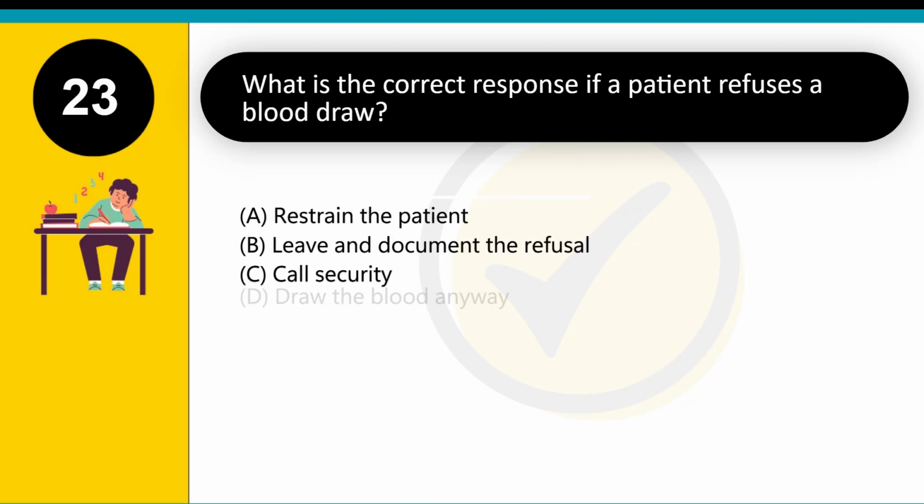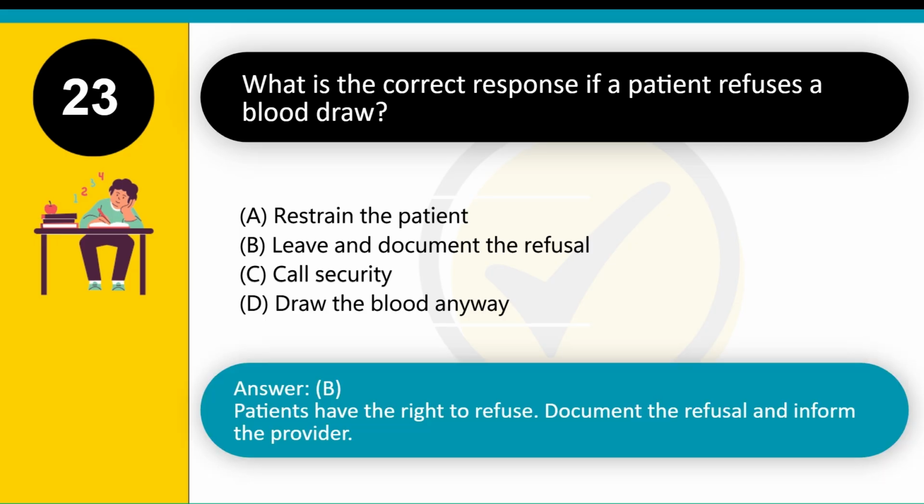What is the correct response if a patient refuses a blood draw? A. Restrain the patient. B. Leave and document the refusal. C. Call security. D. Draw the blood anyway. Answer B. Patients have the right to refuse. Document the refusal and inform the provider.